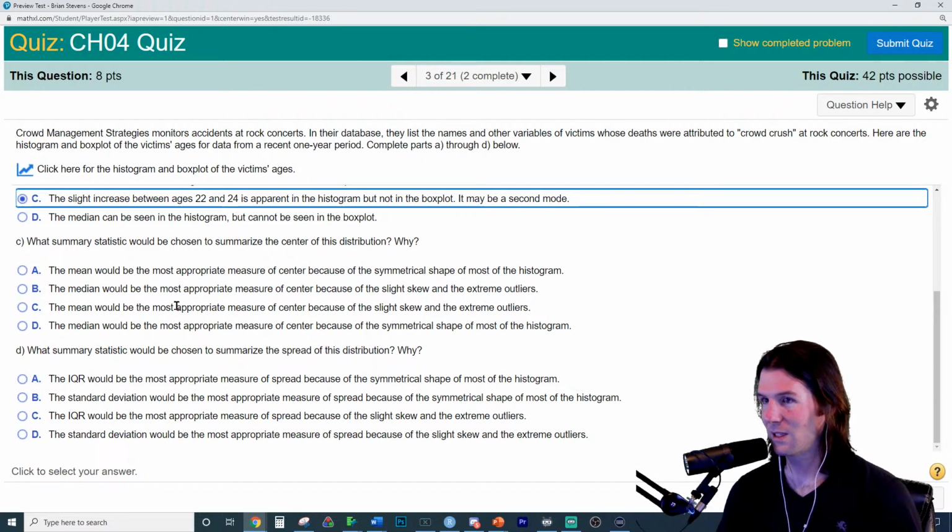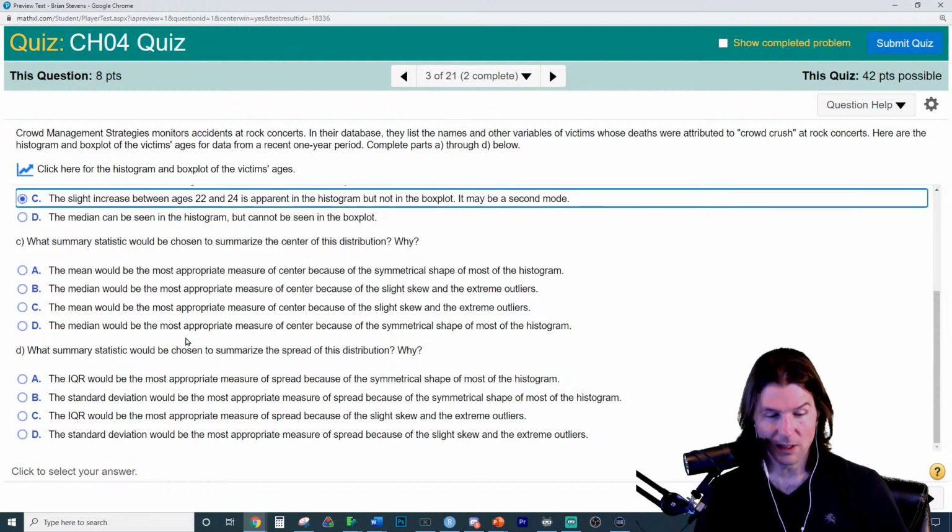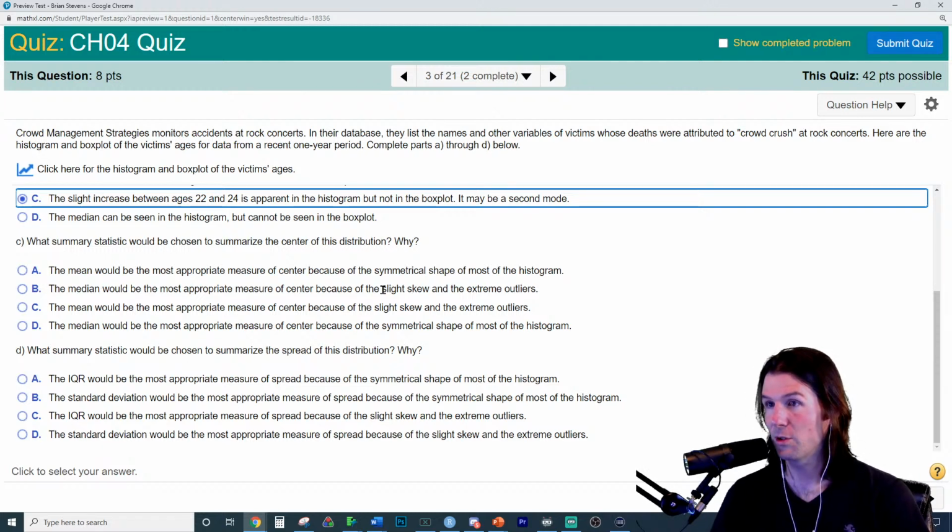This data is skewed. So since the data is skewed, what should we do? And there are outliers. There's skew and outliers. What measure of center should we use?